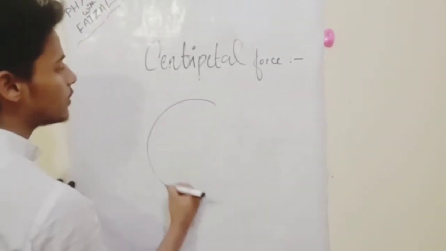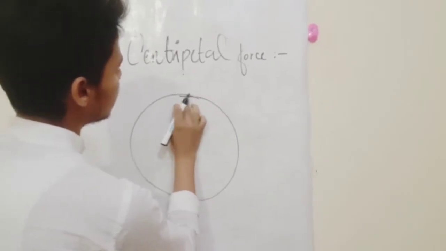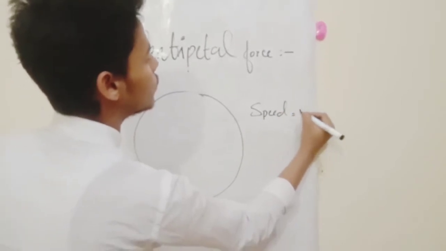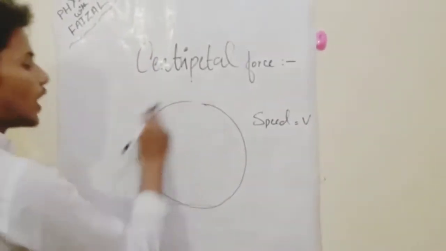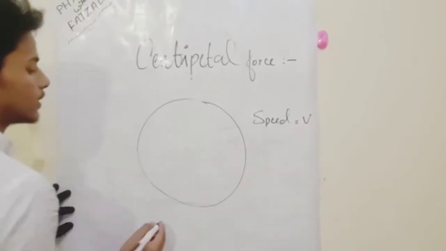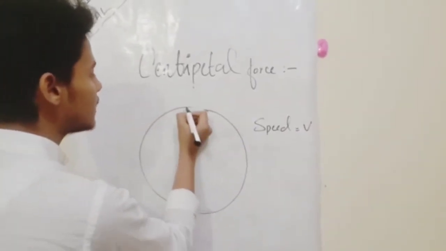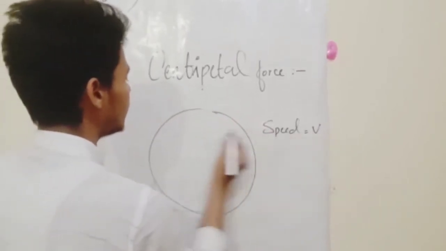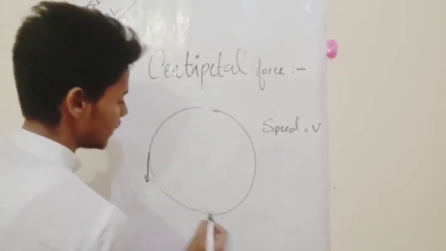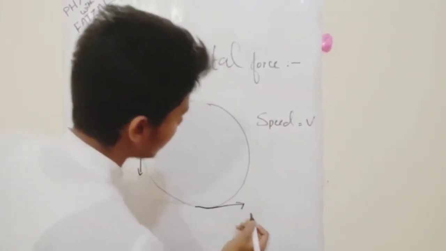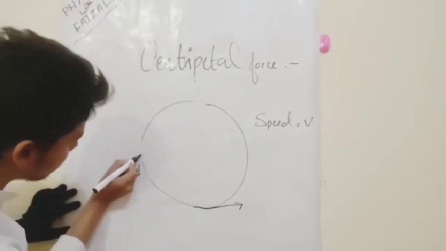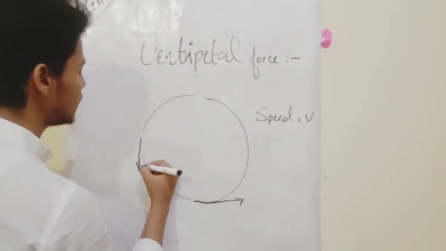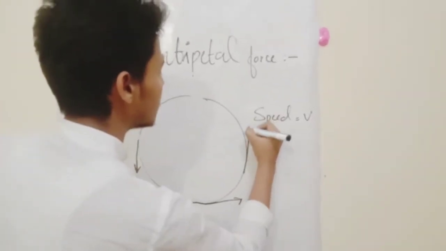In uniform circular motion, let us say this is a circle and the speed is v, and it is uniform, which means throughout the motion the speed will remain constant. Velocity is a vector quantity and speed is a scalar quantity, so the velocity will change. The body moves in a circular path but its direction is changing, so its velocity is changing.